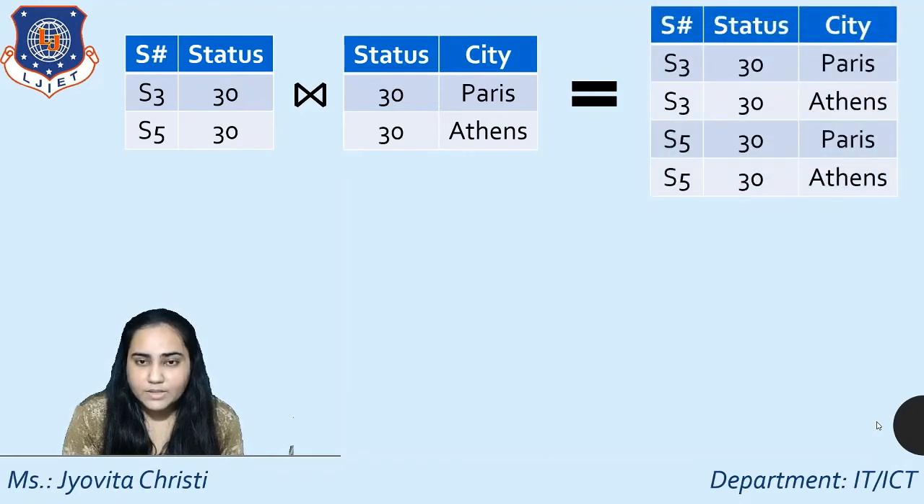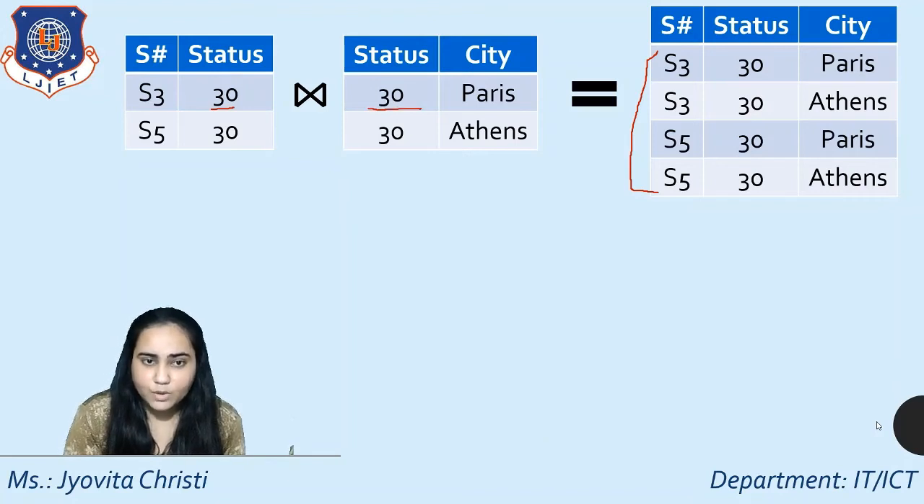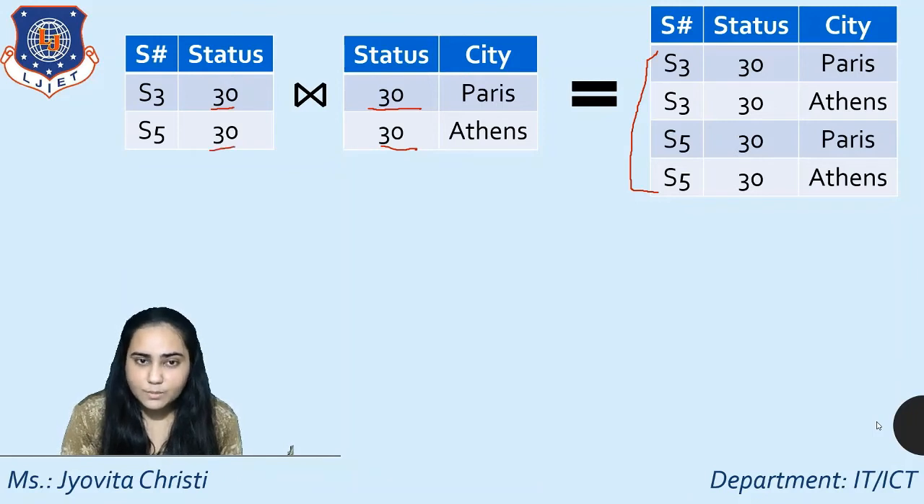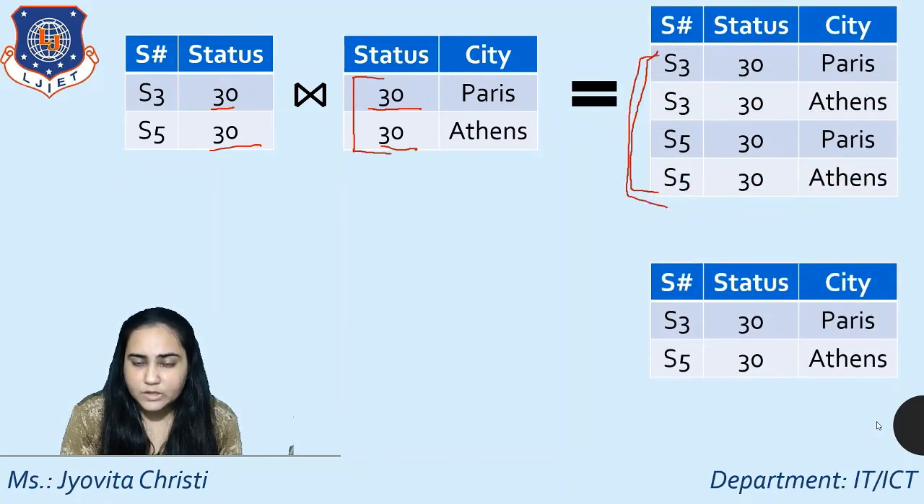You can see that my table now contains 4 rows, and the reason for that is S3 has a status 30, and the status 30 matches with the 30 that is coming twice in the right hand side table. In the same way S5 has a status 30 also, and this also matches with both the rows on the right side, and that is why I am getting 4 rows. And what was my original table? It looked like this.